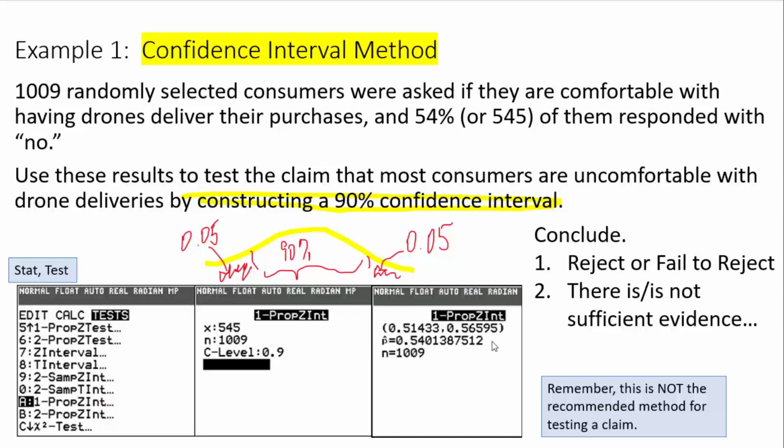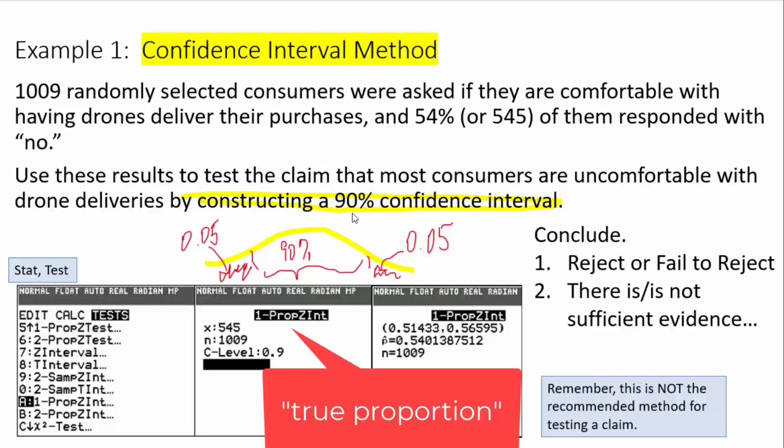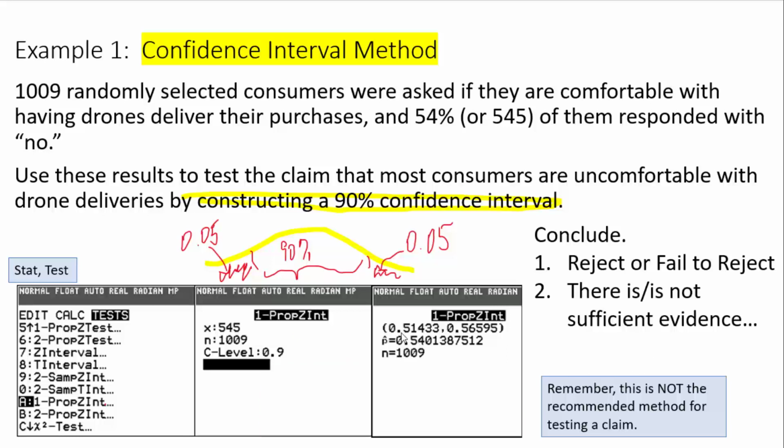What we are saying is that we are 90% confident that the true interval is between 0.51 and 0.57. That's like telling somebody, well, I don't know exactly what percentage is uncomfortable, but I'm 90% confident that the true percentage is between 51% and 57%.